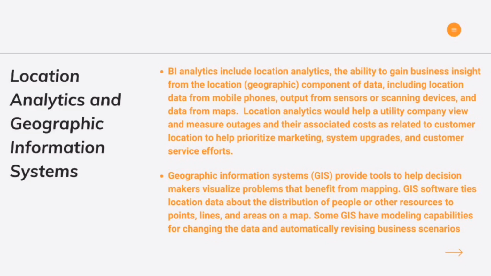Geographic Information Systems (GIS) provide tools to help decision makers visualize problems that benefit from mapping. GIS software ties location data about the distribution of people or other resources to points, lines and areas on a map. Some GIS have modeling capabilities for changing the data and automatically revising business scenarios.